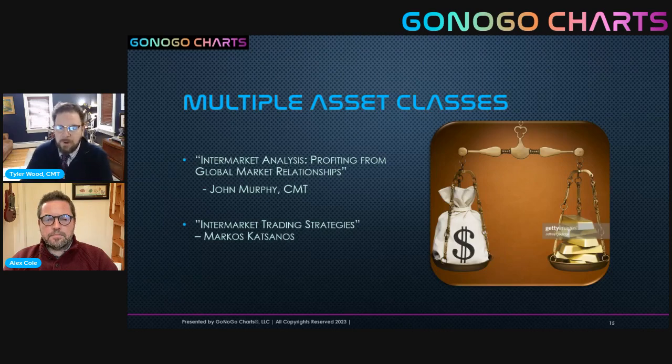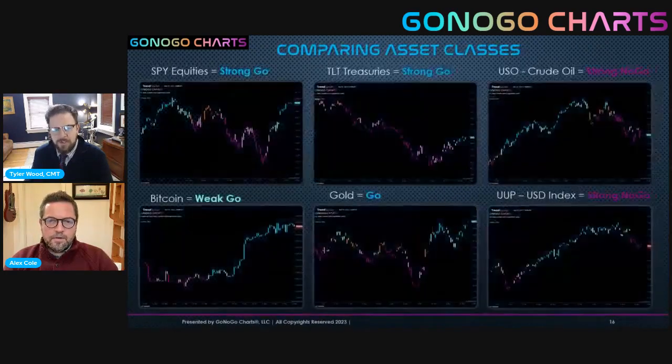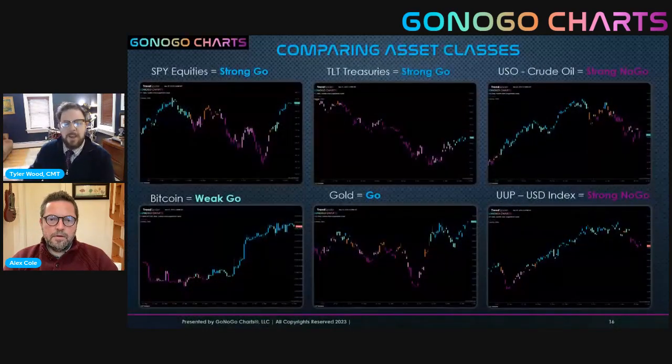When we went through the CMT program, obviously you learn a lot from the grandmasters like John Murphy, a fellow CMT charter holder who literally wrote the book on intermarket analysis. But also from folks like Marcos Katsanos that help to quantify what some of those correlations are between the asset classes. And the lesson here for everybody is that regardless of what you trade, you might be an equity-only investor, there is a ton of information to gain from the bond market, from commodities pricing, and from currencies. So, Alex, let's just take a look at a chart using GoNoGo Trend just to get an overall sense of the landscape that we're investing in.